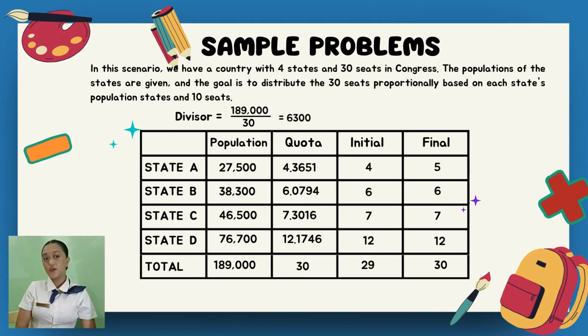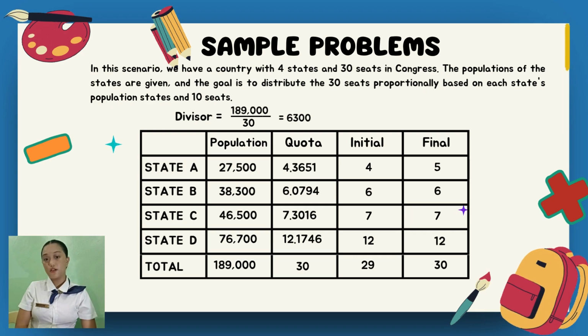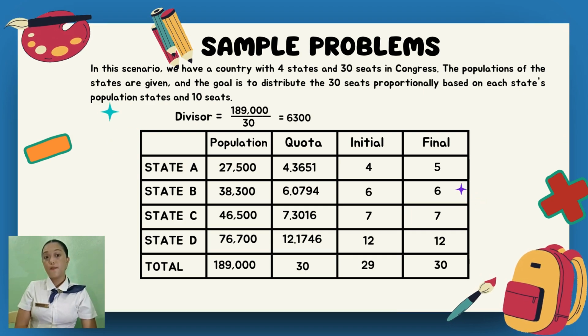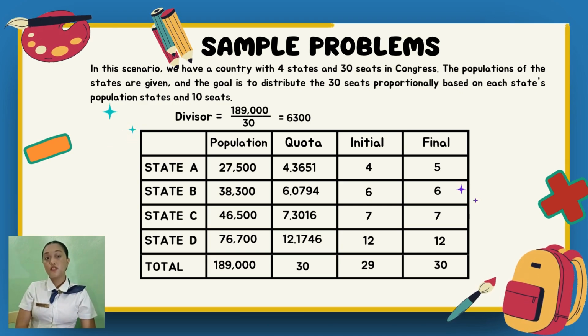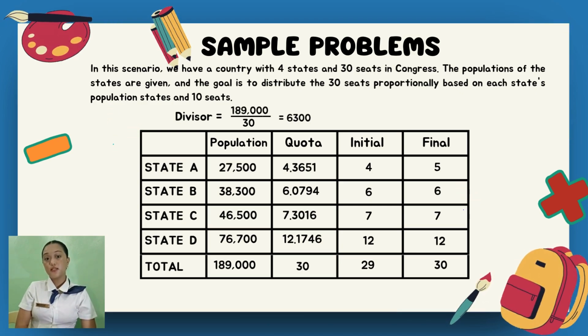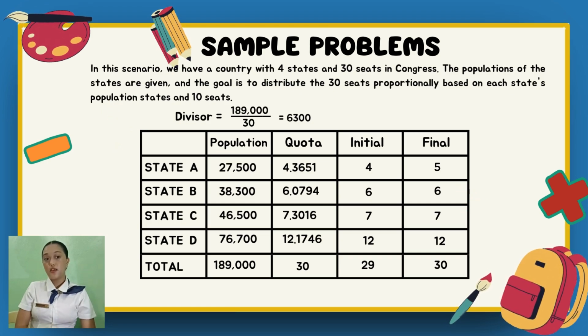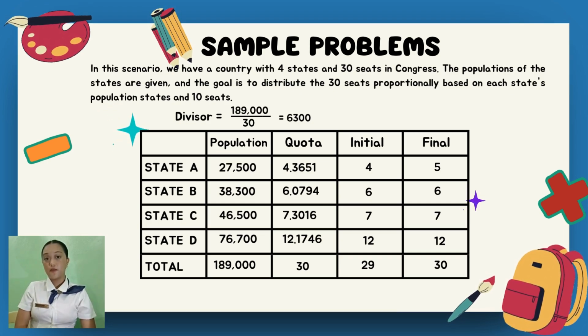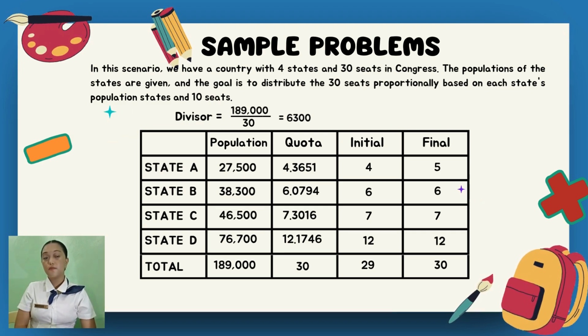In this scenario, we have a country with 4 states and 30 seats in Congress, and the populations of the states are given, and the goal is to distribute the 30 seats proportionally based on each state's population. This is our sample problem. The following is a simplified example following the Hamilton method.